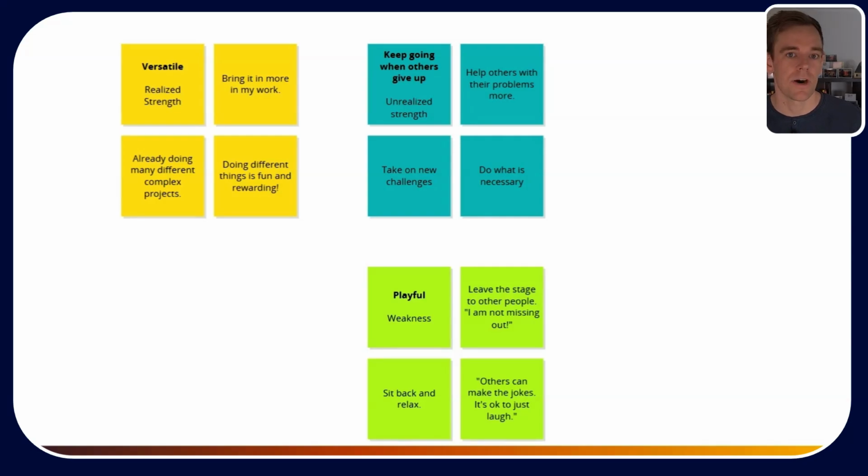At the same time, she often felt left out and unconnected by not being able to joke around as easily as her colleagues at work. This is why she put playful there as a weakness and now decided that this is okay. Not everybody has to be at the center of attention. So we're working on her beliefs around reciprocity and FOMO, fear of missing out, where eventually she can then say, it's okay to just laugh. It's okay to just be there. I don't have to be like the others.